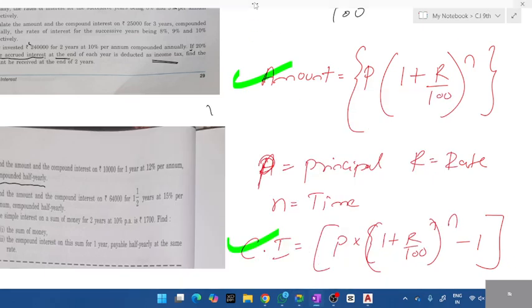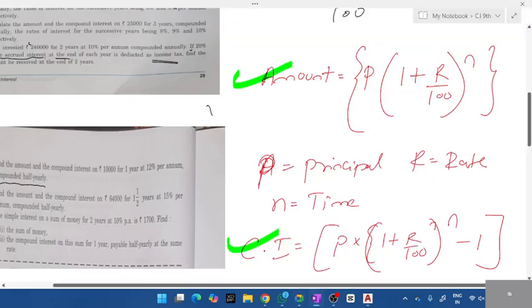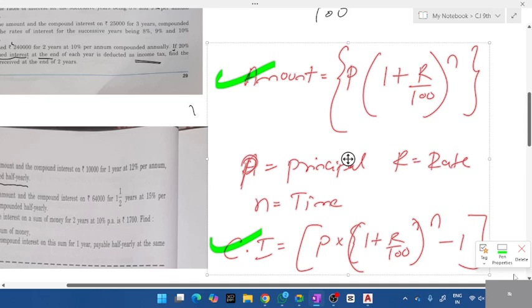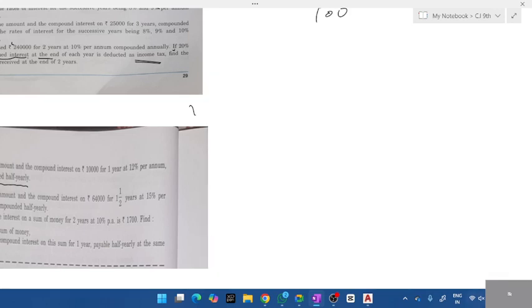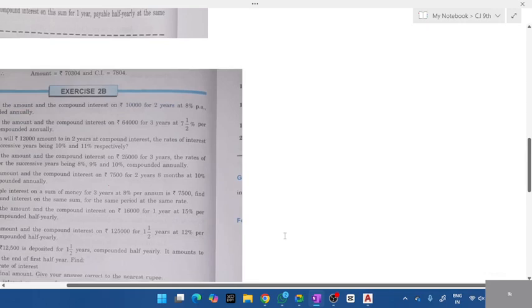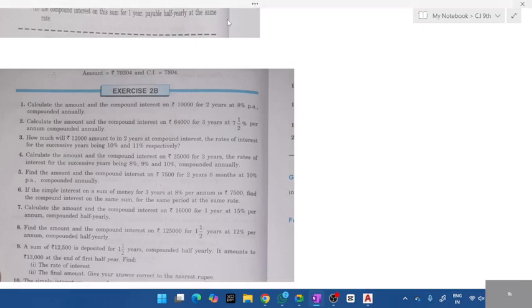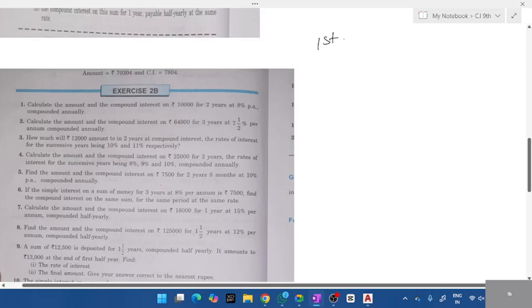All of you made a note of the formulas, amount and compound interest. Look now. I'll tell you the direct method to find the amount. Look at the first question given, 21B. Usually, how we used to solve this question? For 2 years, we used to take the first year, solve, then take the second year. But if you use the formula, look how simple it is.